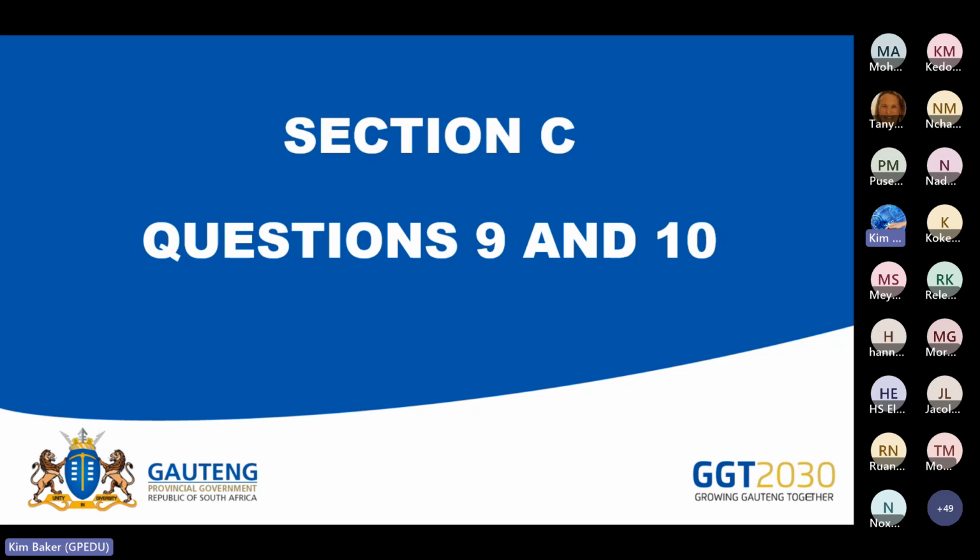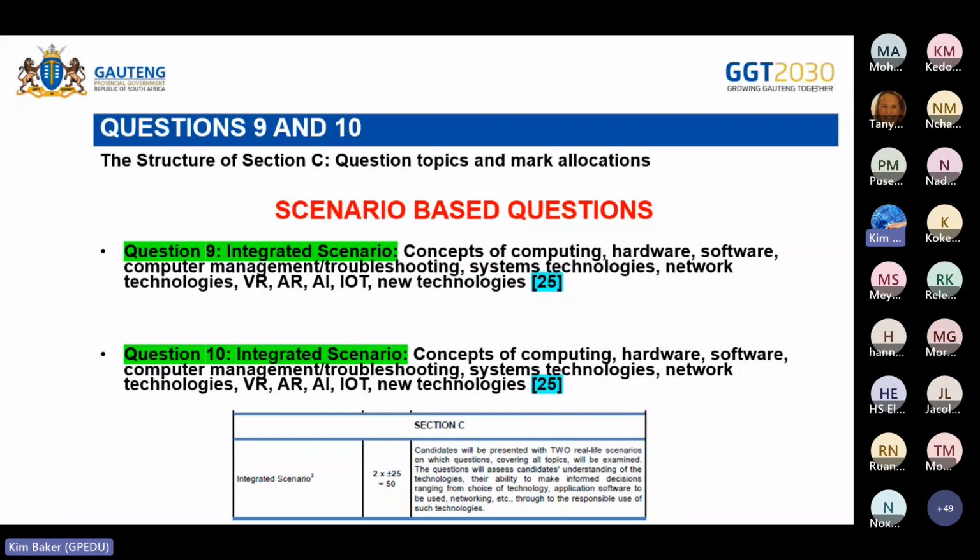So I'm just going to go through the questions with you guys so that you can just see and think about these integrated scenarios. Now, question 9 and 10 is 25 marks each in total, okay? And we try and give you a real life scenario, which covers basically all the topics that you were taught, and we're assessing you on those topics. Okay, so you will see it based on concepts of computing, hardware and software, the managing of computers, troubleshooting, system technology, networks, VR, AR, AI, and IoT, and new technologies. So it's always good to keep up to date with the latest technology.